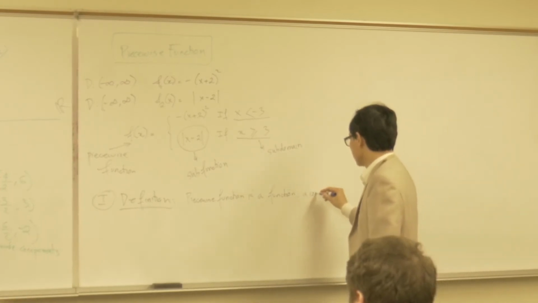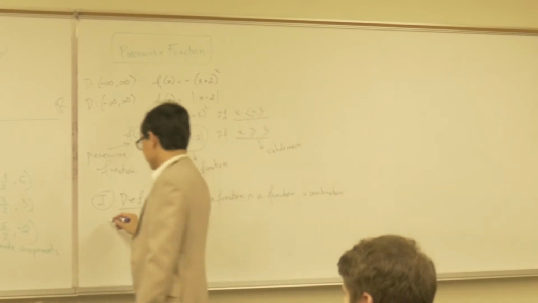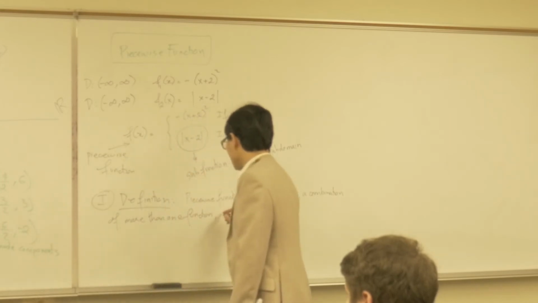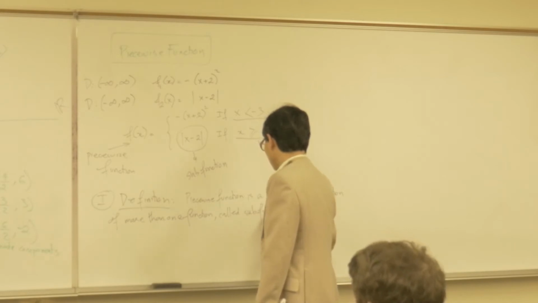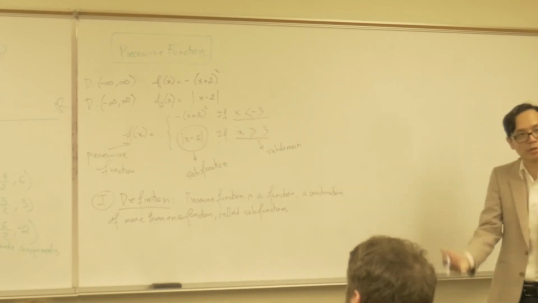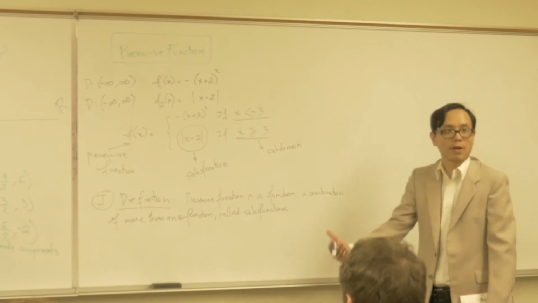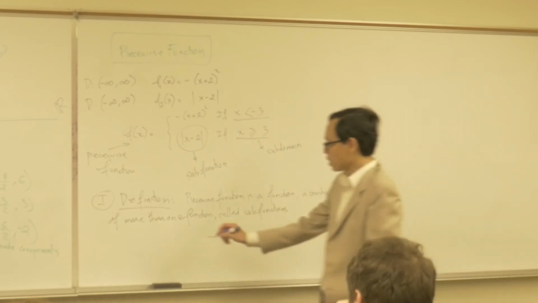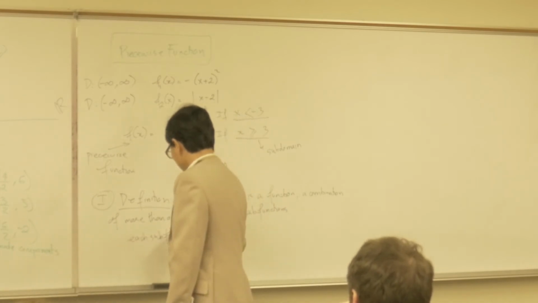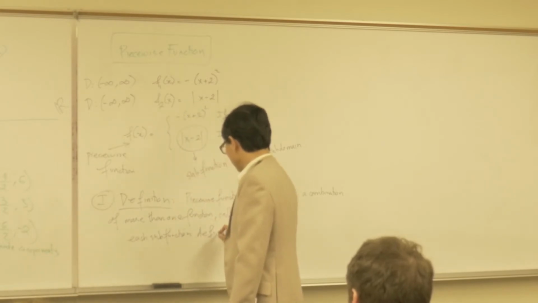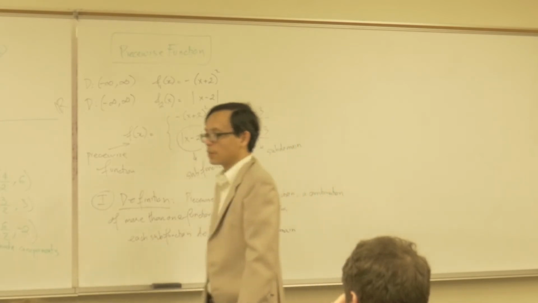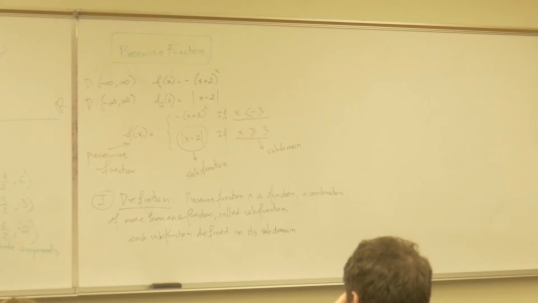More than that, it's a combination of more than one function, called subfunctions. We can combine more than two. We can combine 3 functions together. We can combine 4 functions together, as many as you want, to create the piecewise function. And each subfunction must be defined on its subdomain. If it's not defined on its subdomain, then it's not a function anymore. Then we don't have a piecewise function.